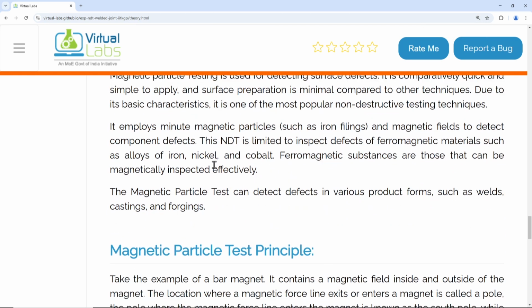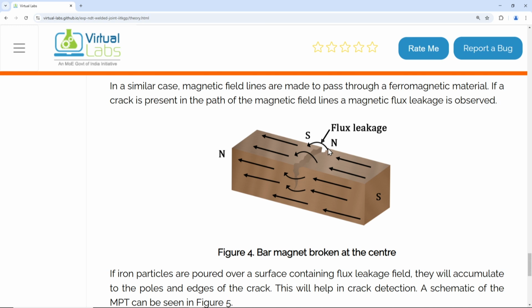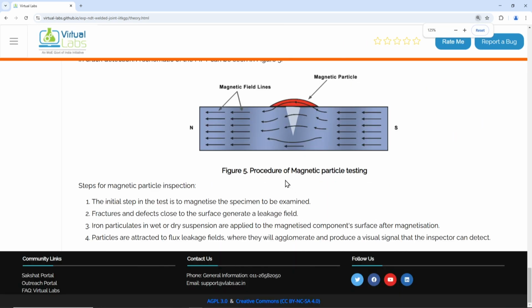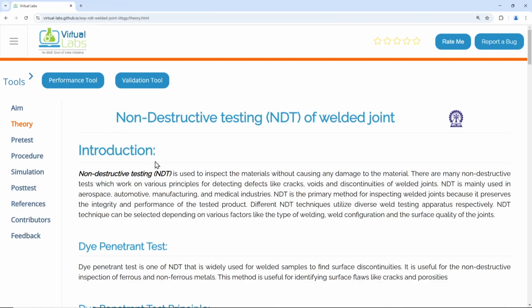Then magnetic particle testing. Magnetic bar magnets are used. The flux leakage is there whenever a crack or some welding void or something is there. So these tests could be taken. This is a simple theory on welding tests.